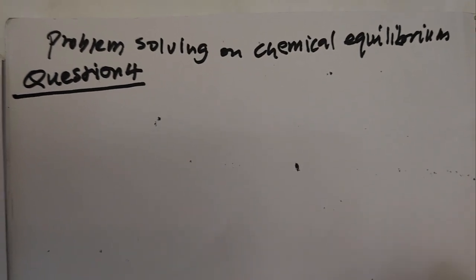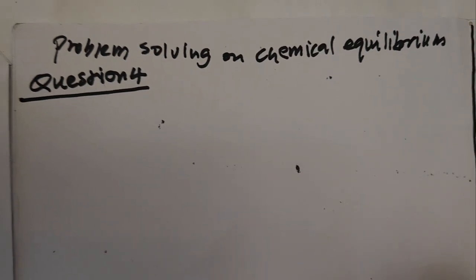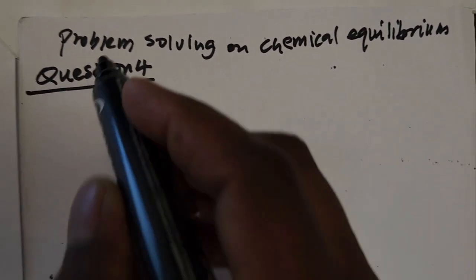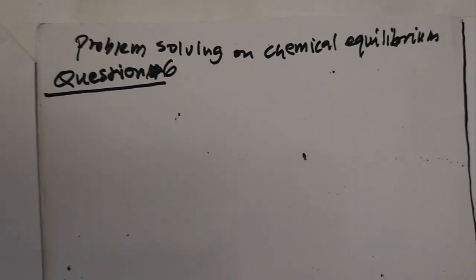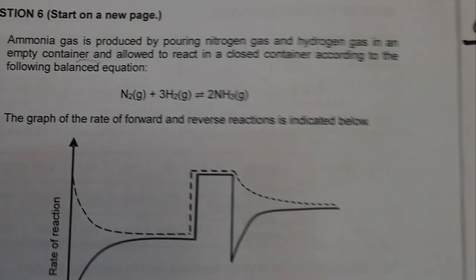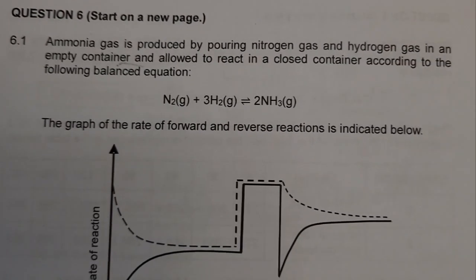Let's continue to engage. This time around, let's focus on chemical equilibrium, which is normally question number 6 in a normal question paper. We've got the recent question paper here. Let's just go through it.